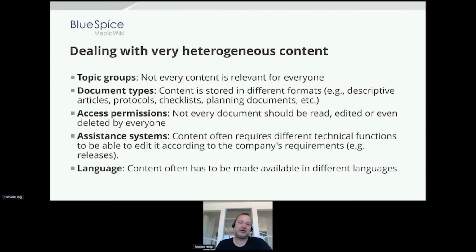Assistance systems, what do I mean with that? Content often requires different technical functions. The most prominent one is a workflow for a work instruction, but you don't need it for an ordinary descriptive article where people just collect knowledge, or a protocol, or a minute. But for certain documents you need it. And in the end, different languages.